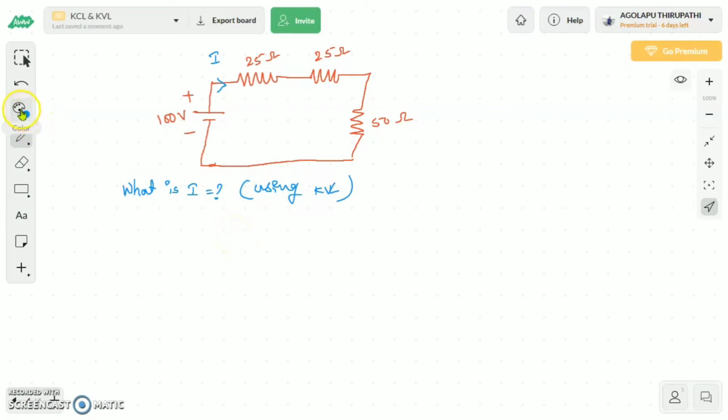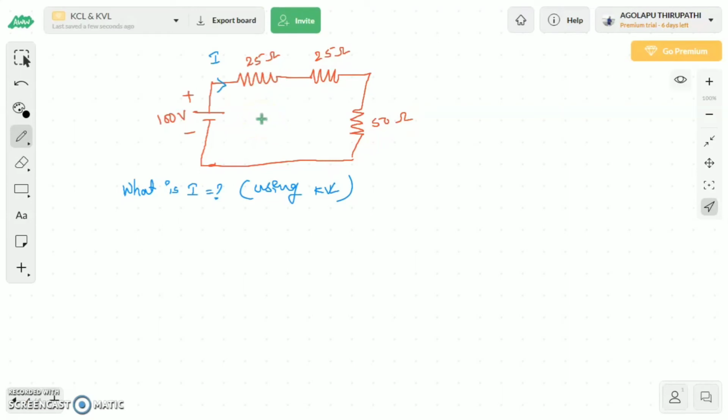Follow the second statement. What is the second statement? According to the second statement, in any closed loop, this is the closed loop, the algebraic sum of the voltage rises and voltage drops is equal to 0. While doing that procedure, follow these steps.